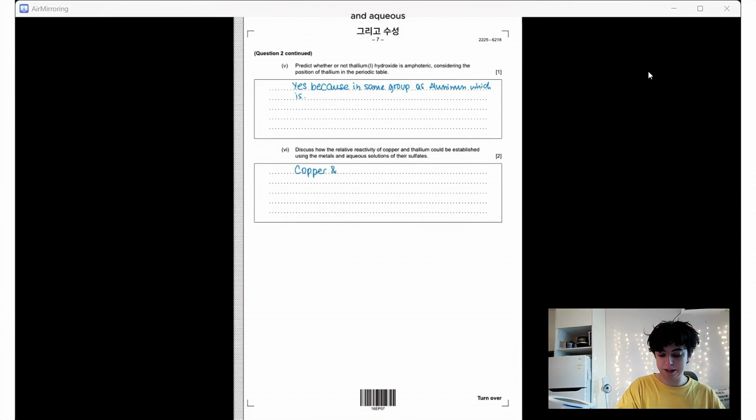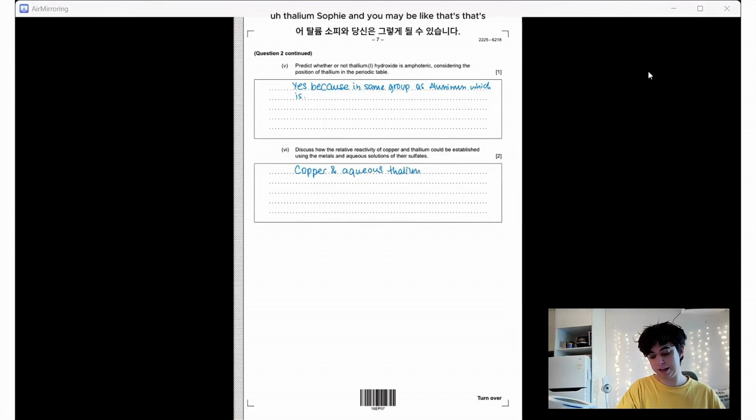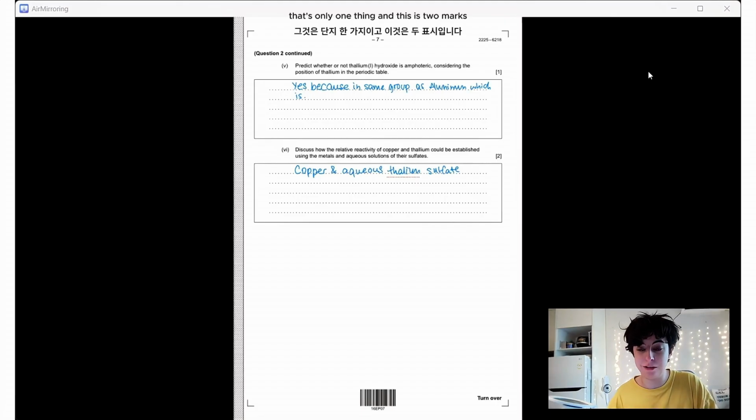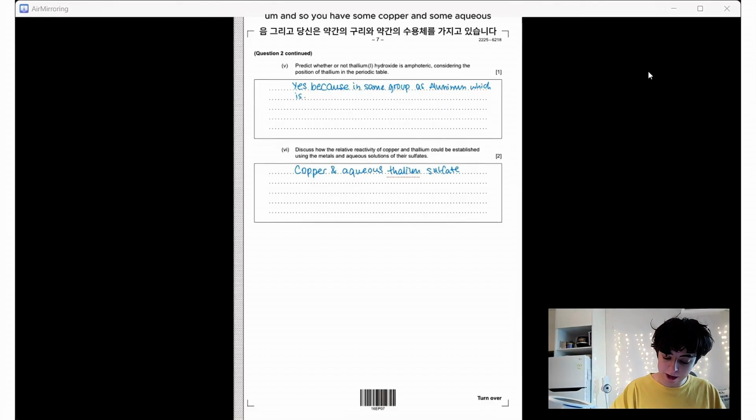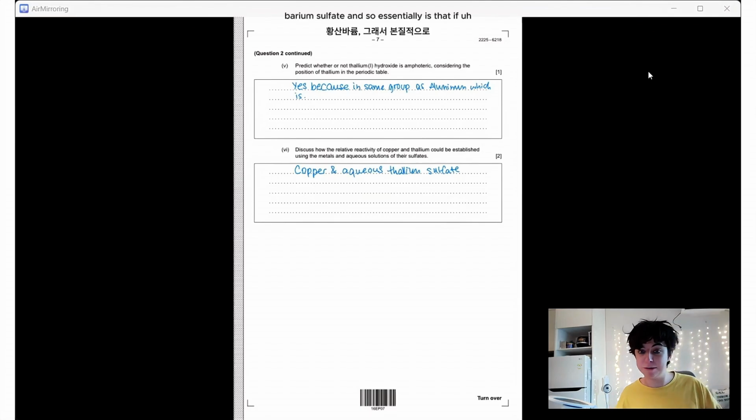and aqueous thallium sulfate, and you may be like, that's just reacting them, that's only one thing. And this is 2 marks. What's another mark? Where it says discuss. And so it says the relative reactivity could be established. You need to say what the results would be, essentially. That is M2. Okay, a lot of people forget that. And so you have some copper and some aqueous thallium sulfate.